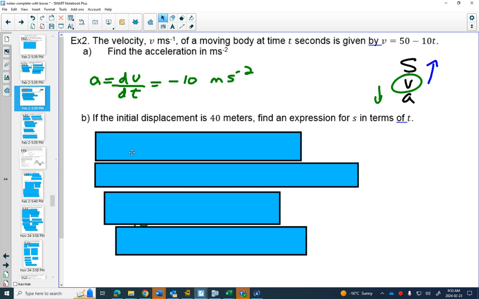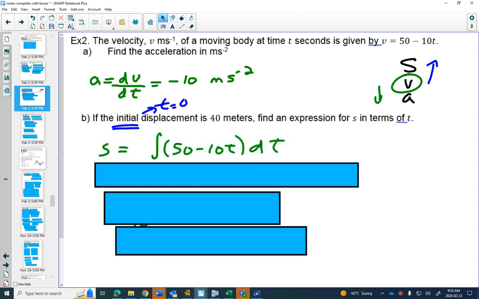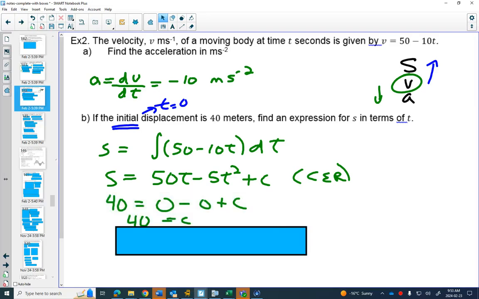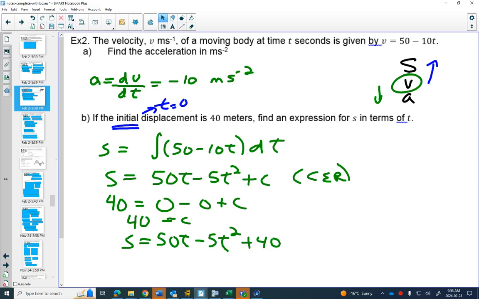And they give us an initial condition. Whenever you see initial, that's telling you that's when time is equal to 0. So this is a solving for C question. We're going to integrate first. Relatively easy integral to figure out. Have our plus C. Now put in our initial condition, and we can solve that C is 40. Then we can write our final equation.